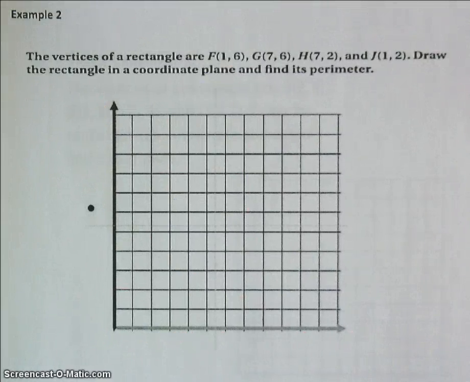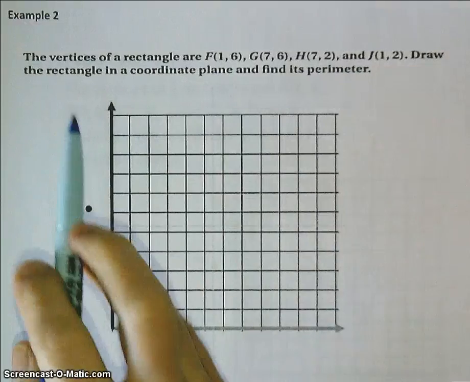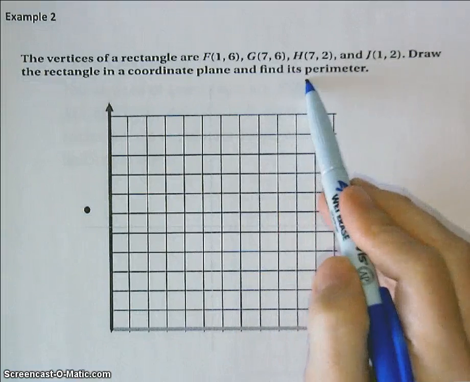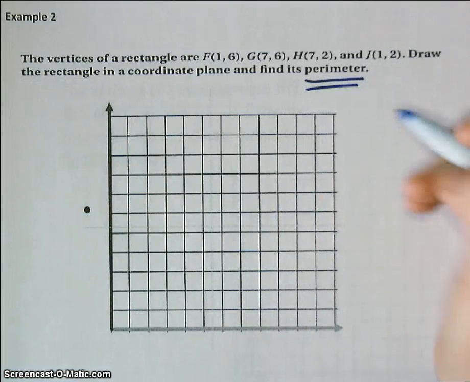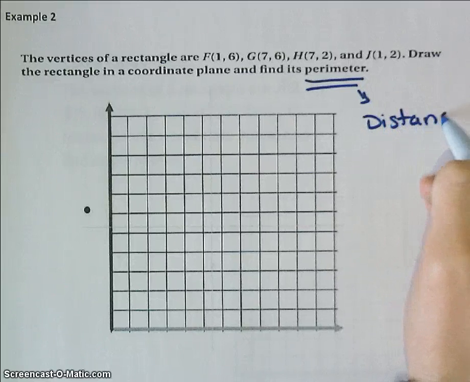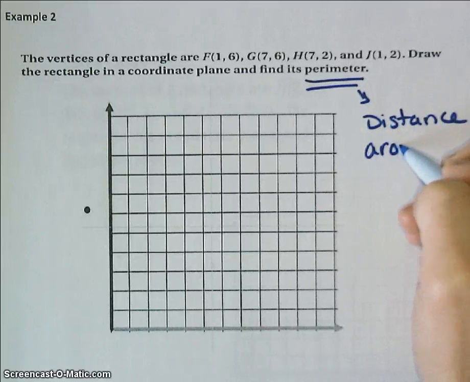Okay, for example 2, we're going to plot some more points, but this time it says draw the rectangle in a coordinate plane and find its perimeter. Well, let's review what perimeter is. The perimeter is the distance around an object.